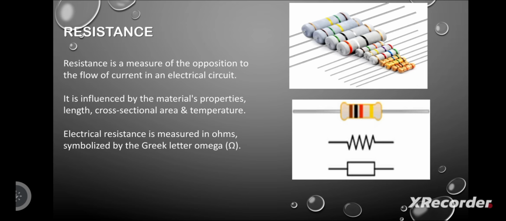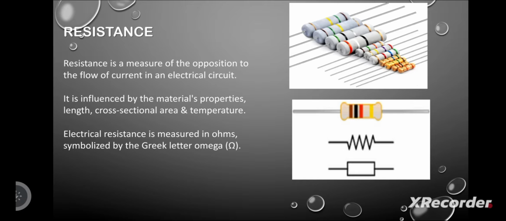If you see on the top of the image, these are the actual resistors. If you go to market, you will see these types of resistors, and they have some color coding on them. If you see, there are maybe 4 or 5 bands.